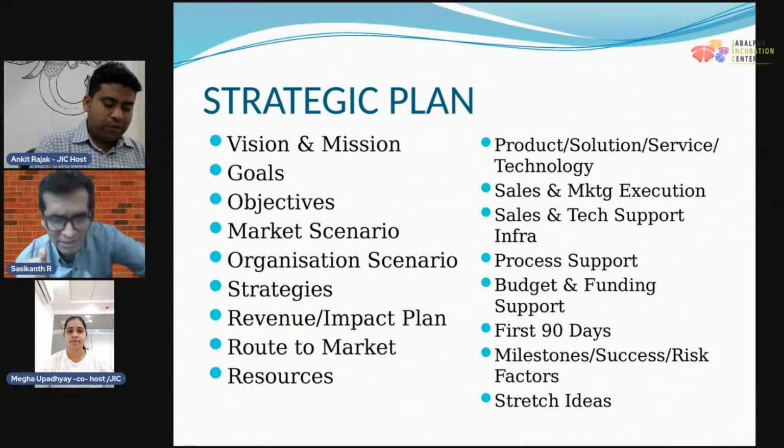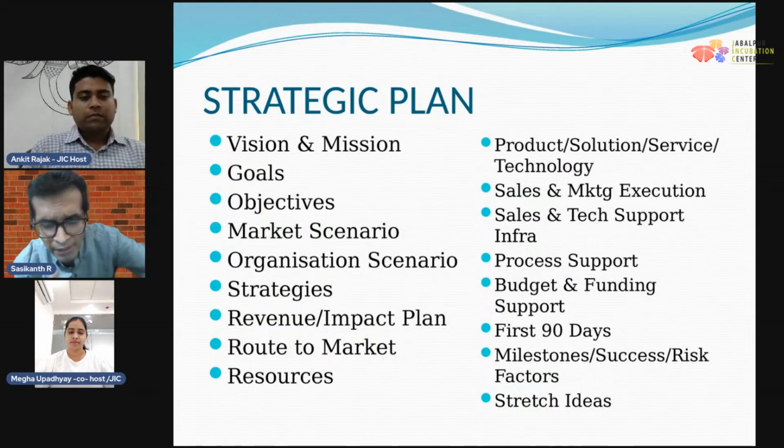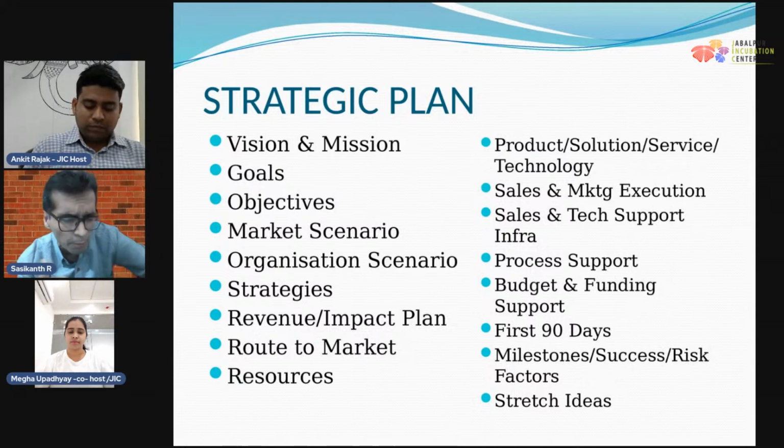Then comes the organization scenario. Now, having finished the analysis of the situation outside the company, you need to analyze what the situation inside the company is going to be. Are we in a position to take a leadership position in the first year, second year, third year, or what are the strengths, weaknesses, and opportunities? So we might have to do a SWOT analysis with respect to our company at whatever stage we are in.